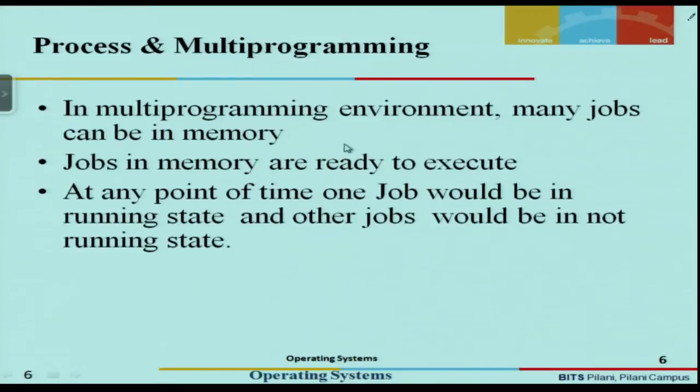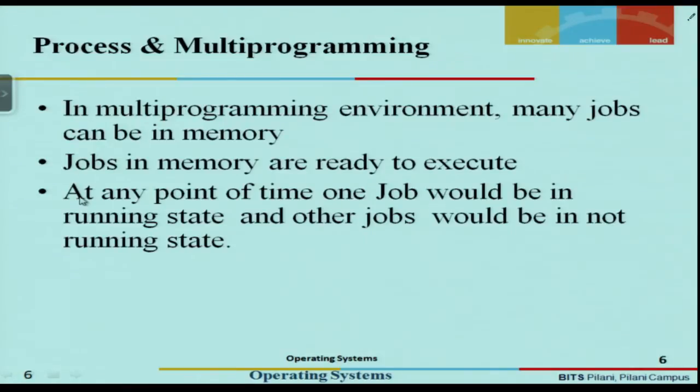In a multiprogramming environment, many jobs can be in memory, and at any given point of time only one of the jobs is going to be executing. We also know that multiprogramming is valid for a system with a single CPU. That is, multiprogramming is the word used in conjunction with uniprocessor systems. We know that all the jobs in memory are ready to execute.